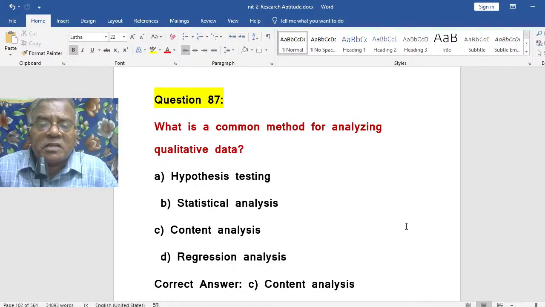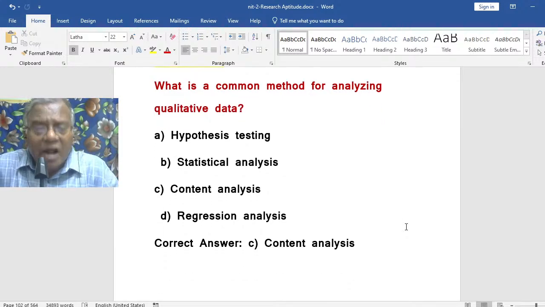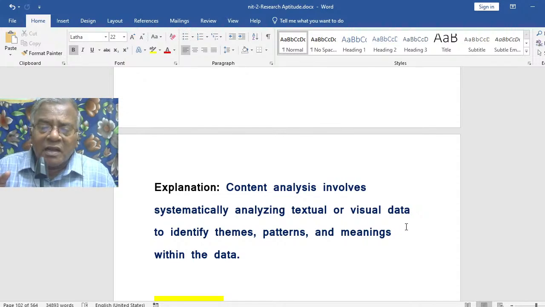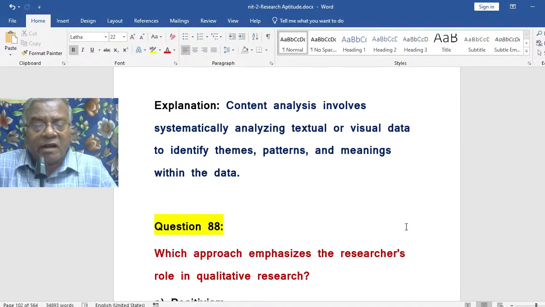What is a common method for analyzing qualitative data? Out of these four alternatives, which is the correct one? That is content analysis. Content analysis involves systematically analyzing textual or visual data to identify themes, patterns and meanings within the data. So the very fact that content analysis comes under qualitative research, you must understand. Content analysis involves systematically analyzing textual or visual data to identify themes, patterns and meanings within the data.